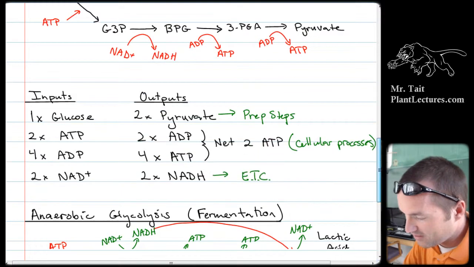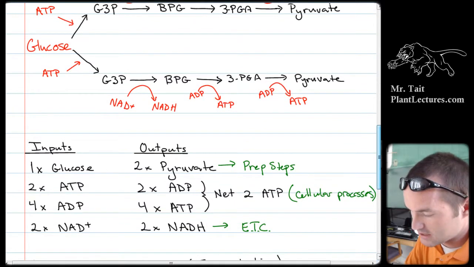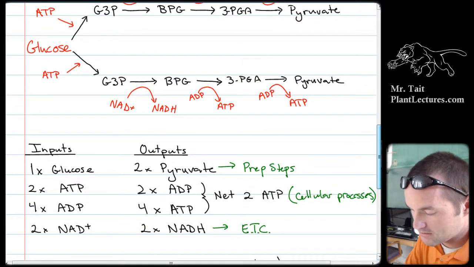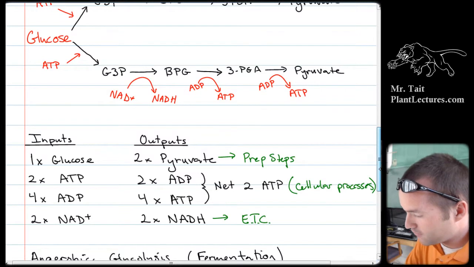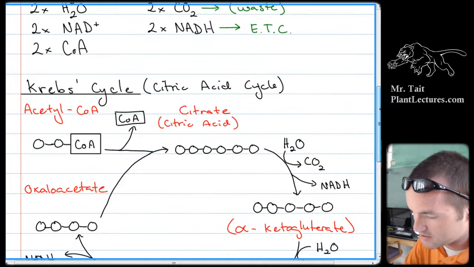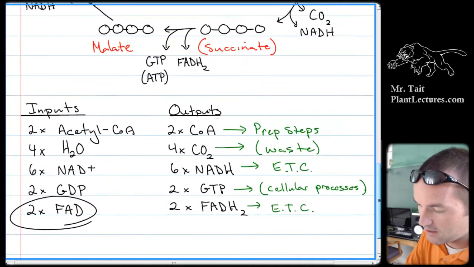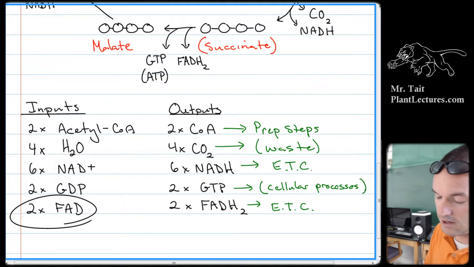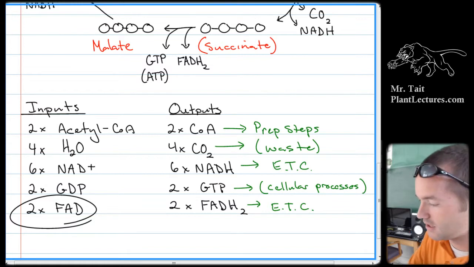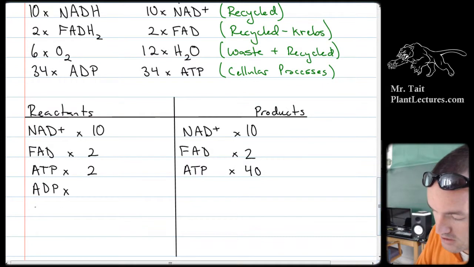All right, how many ADPs in glycolysis? How many in the outputs? Okay, so keep that in mind. So 4 in the inputs. How many ADPs in prep steps? 0. How many in Krebs? We're gonna count GDP. So total of 6 here. Okay, and then how many ADPs here? 34. So that's a total of 40.